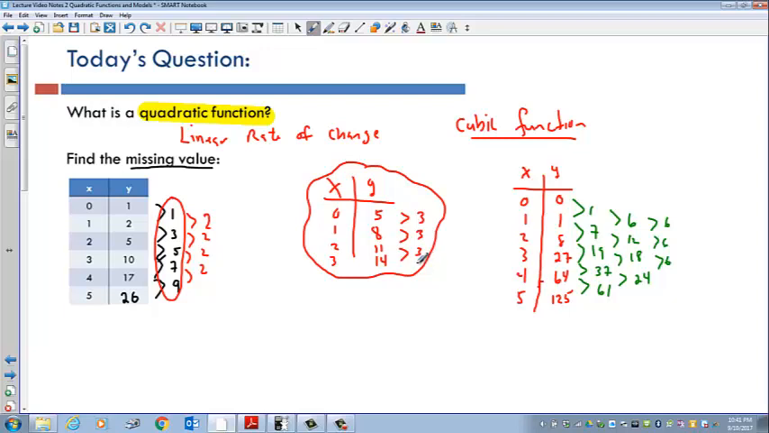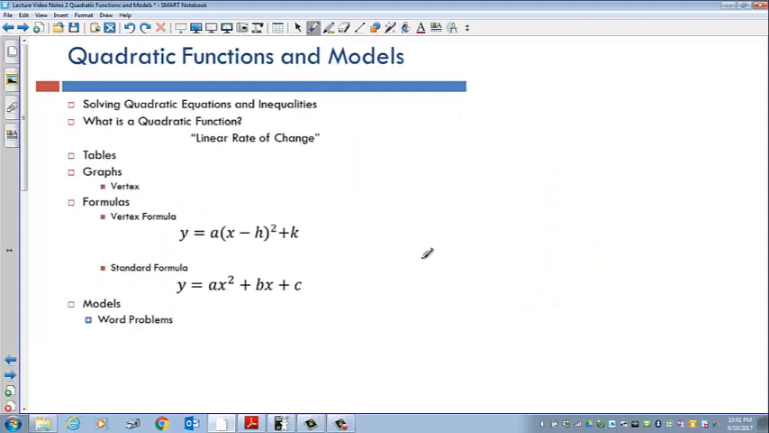Let's talk a little bit more about this stuff. So we answered this question: what is a quadratic function? Something that has a linear rate of change. We talked a little bit about the tables. Let's talk a little bit about graphs.